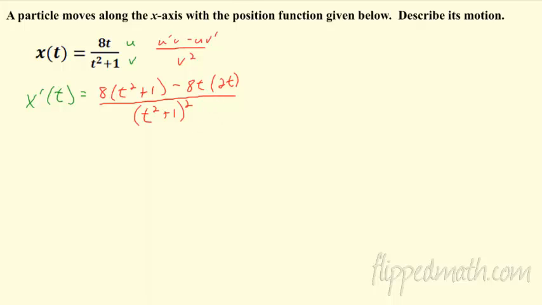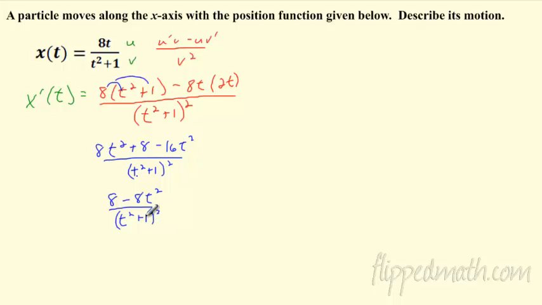So we probably want to clean this up a little bit. Why do I want the derivative? Well, that's going to tell me what's going on. And probably most important, let's clean it up here and see what happens. If I distribute my 8, I'm going to get 8t squared plus 8. Multiply those out, minus 16t squared all over that bottom, and that thing's squared. Then combine like terms here, and I'm looking at 8 minus 8t squared all over t squared plus 1 squared. So there is the derivative right there.